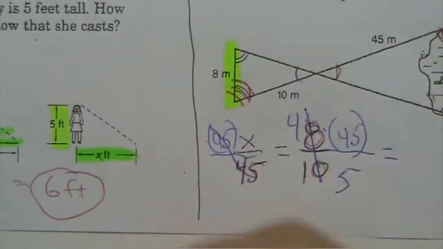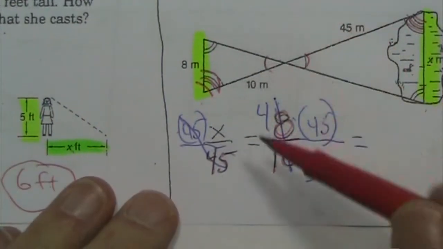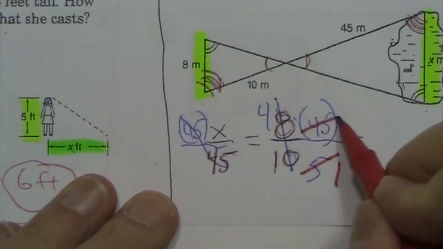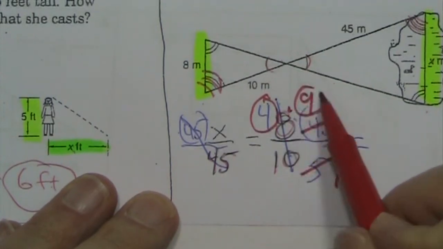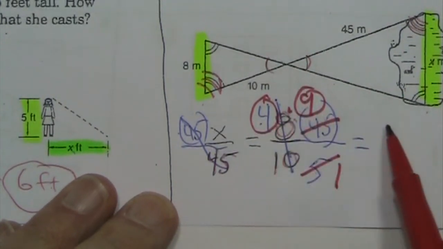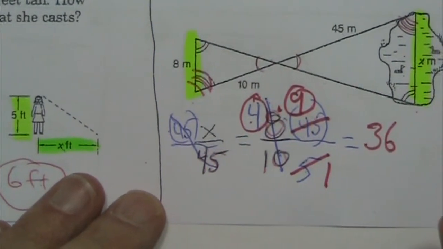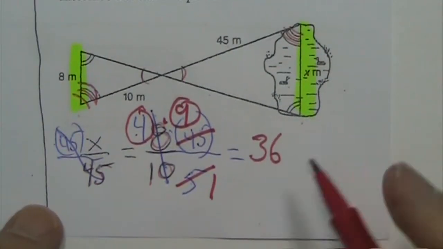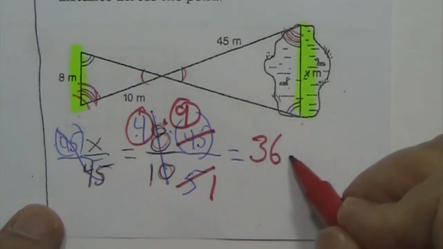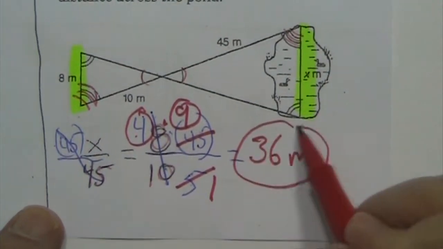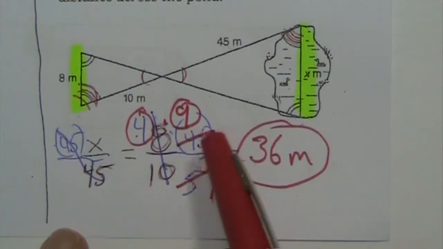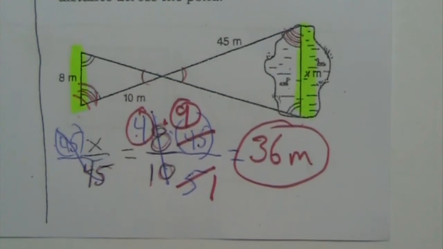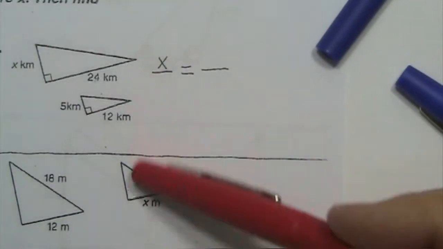I'm just going to use a different color real fast. 5 goes in there once. 5 goes in there 9 times. So you're left with 4 times 9. 4 times 9 is 36. So the answer is, this length is 36 meters. Now you could have used a calculator: 8 times 45 divided by 10, you should get 36. Okay, you can do the other two on your own.